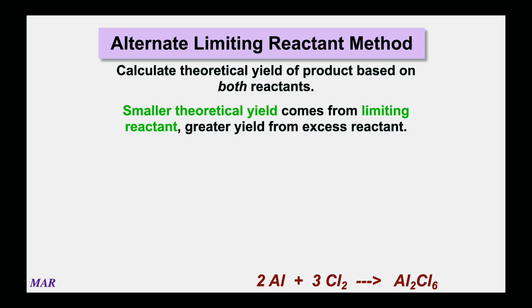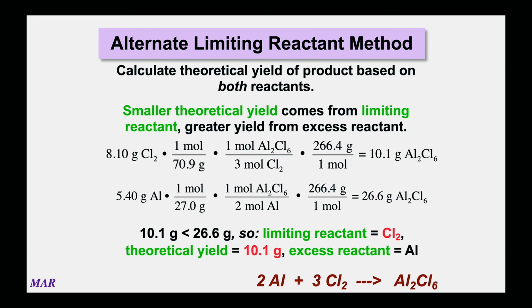So there's going to be a lot of math here coming up, but we're going to look at those last numbers, the grams of Al2Cl6, to get our reward. So here's the setup, no problem. So let's talk about it. In this problem, you started with 8.10 grams of chlorine and 5.40 grams of aluminum. Now, in both the top and the bottom examples here, we're just going grams to moles to moles to grams. And let's look at the difference here.